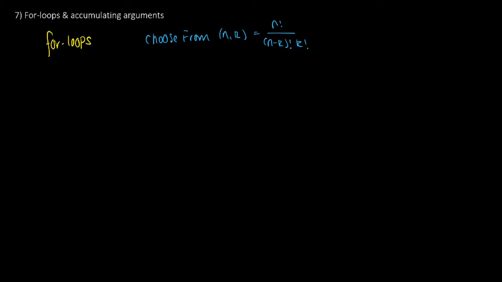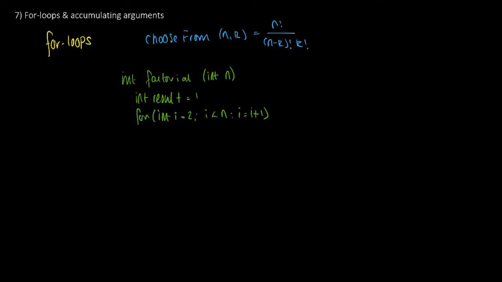int factorial(int n) { int result = 1; for (int i = 2; i <= n; i = i + 1) { result = result * i; } return result; } We have a bunch of things going on here, so we can break it down. We have an argument n, which tells us we want n factorial. We have a result to store the result in.